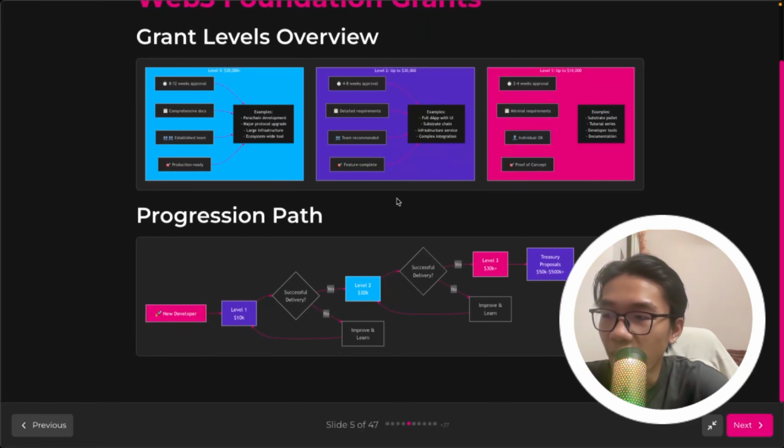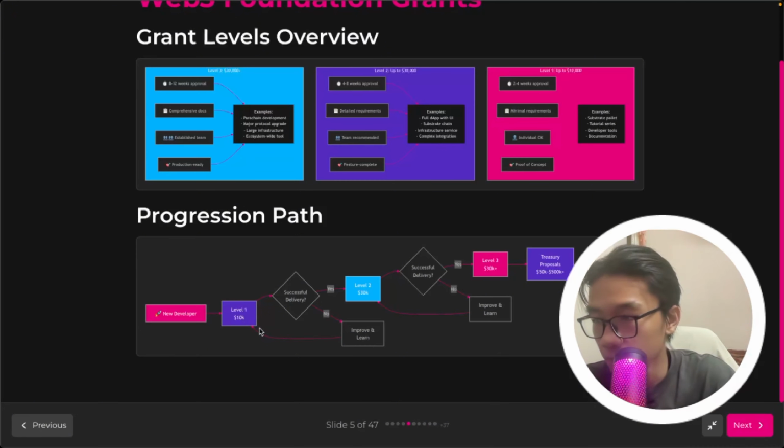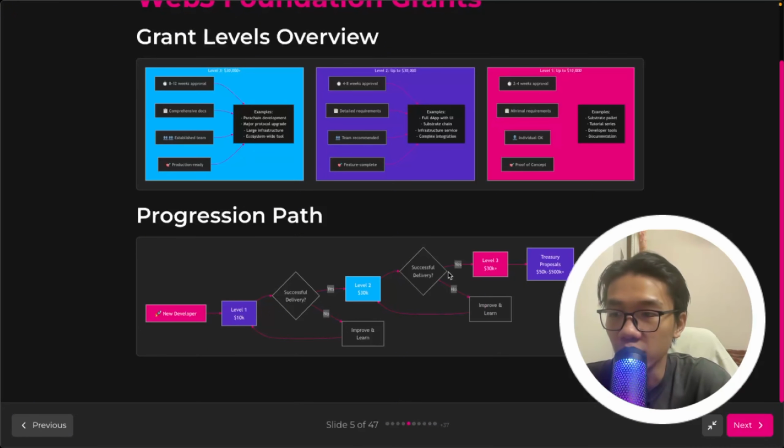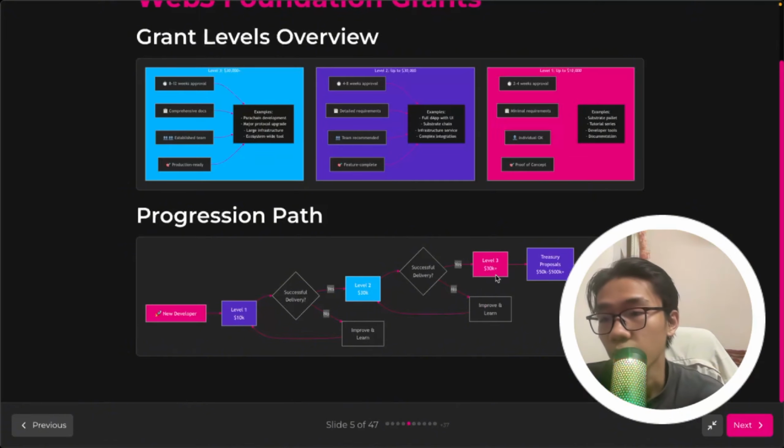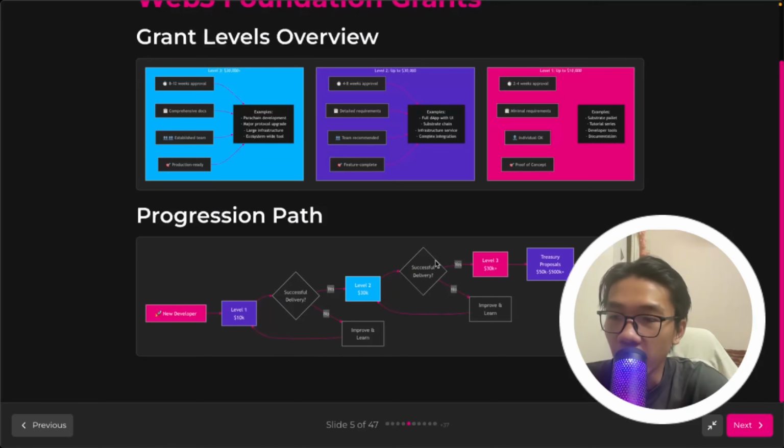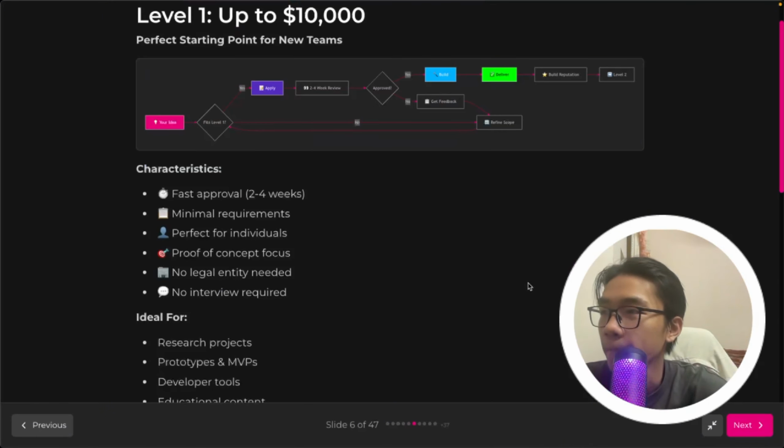So for the progression path, if you're a new developer, go to Level 1 first. If it's successful, then you go to Level 2. If not, improve and learn, then reapply for Level 1 with a different idea. The same applies to Level 2, and successful delivery will land you in Level 3, 30,000. Then after all these grants, you can also go to a treasury proposal and ask for funding from the treasury, or ask other ecosystem contributors to give you funding.